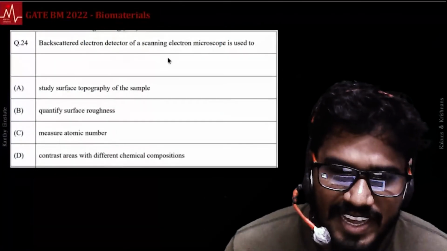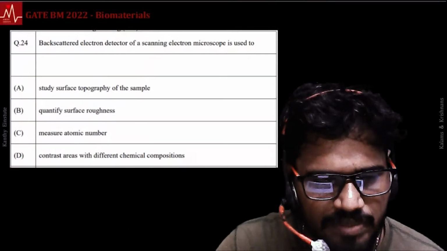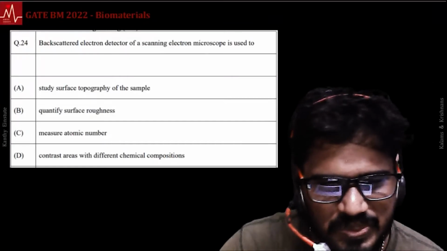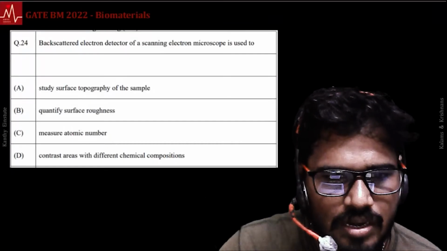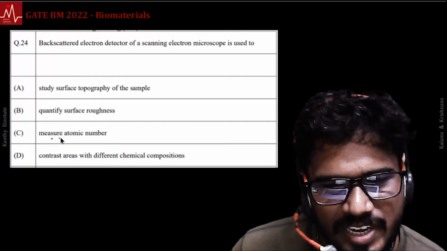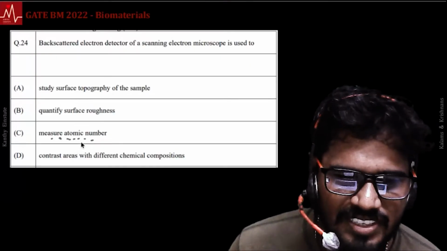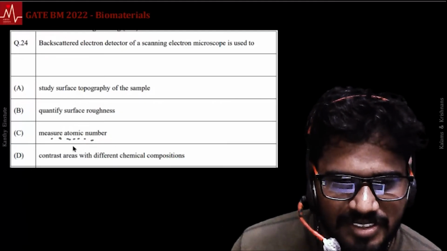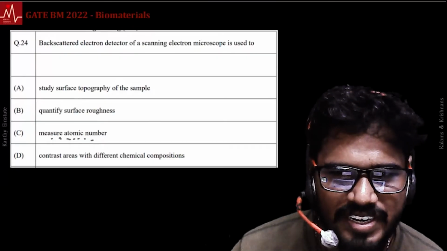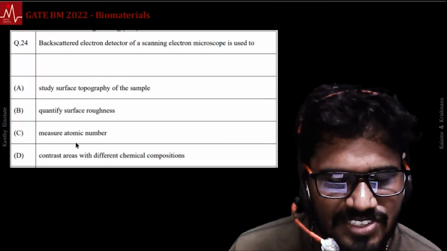Backscattered electron detector of scanning electron microscopy is used to... From what we see, can we answer this? Electrons are getting backscattered. Phase topography of the sample. Quantify surface roughness. No. Measure atomic number. Backscattering, somewhat, there are signatures of the atom in the backscatter, but that is best seen in characteristic lines, right? So with backscattered electrons, you don't get atomic level information. This is not backscattered light. This is backscattered electrons.